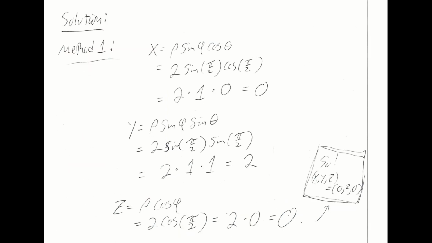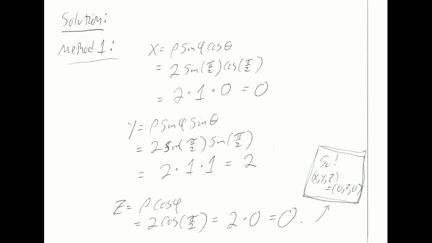Alright, so first of all, we're going to do this the obvious way, let's say. We're just going to use the formulas that we've developed. So x is rho sine phi cosine theta. That's going to be 2 sine of pi over 2 cosine of pi over 2. Knowing what my trig functions are at these points, I can write that as 2 times 1 times 0, which is 0.